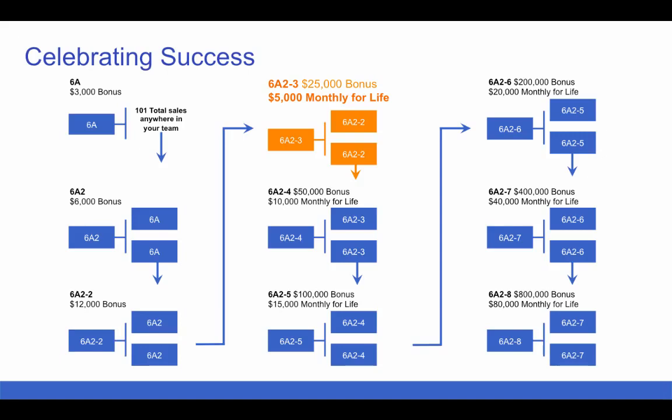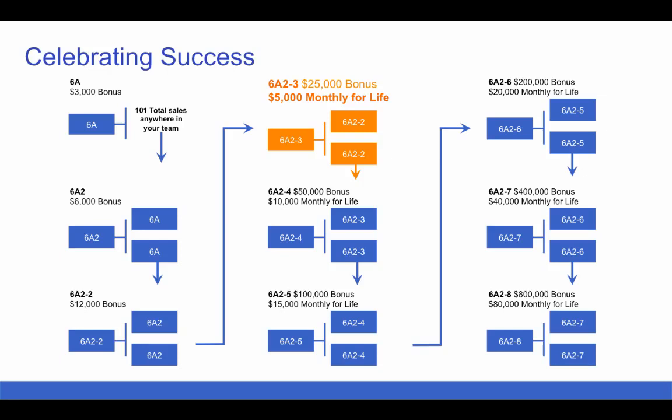And that is a really, really great position to be in, because your bonuses are going to be phenomenal. And look at what you get just as a congratulations. You get a nice $12,000 check. So pretty exciting stuff. Now, if you see highlighted in orange, there's what we call a 6A2-3, and that's where the monthly bonus for life comes in. And ladies and gentlemen, this is unbelievable. Once you get to 6A2-3, Agic will give you a $25,000 bonus and a $5,000 a month check for the rest of your life.